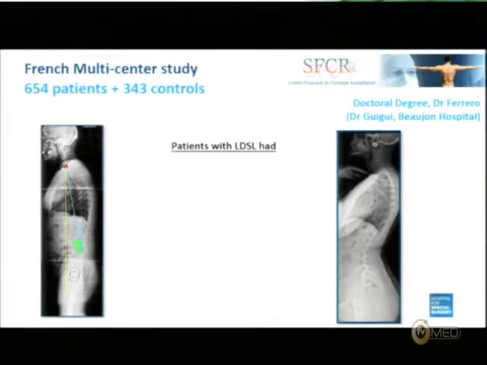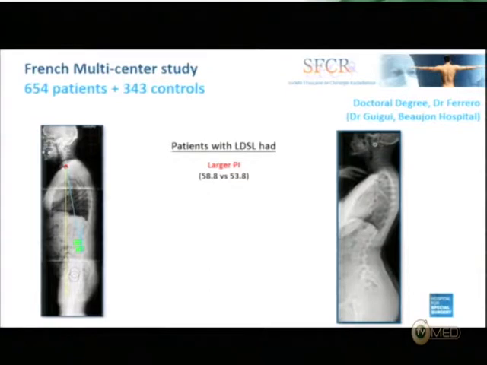A few years after, Ferrero, an orthopedic surgeon who is almost done with her training, did a study based on the French Society of Spine Surgery. That's one of the first times that French people actually work with each other. So it's a multi-center study. It's very rare because, remember, as a French person, you don't like anybody. You don't even like the other French people. But they found a way to work together, and they had more than 600 patients with also a control group. And it was only on lumbar degen spondy.